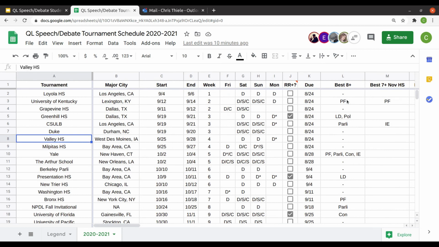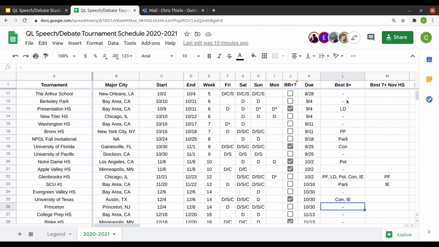Generally, students should be starting to think, okay, what's my event? When's the first one that matches up? Can I turn in the permission slip? Probably it's late, but maybe I can still get away with it. Maybe I email Dr. Thiele. Can I go that weekend? If I can go that weekend, maybe do it. And so that's the general thought process to start thinking about where in your schedule does it line up and start to turn in permission slips. And we can go there and start organizing it from there.